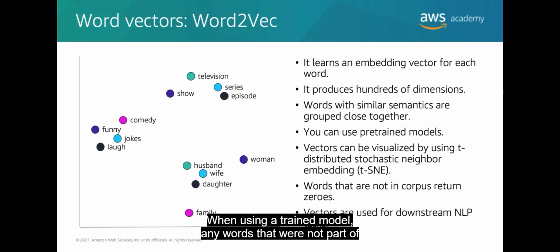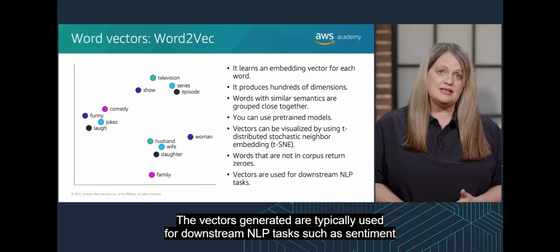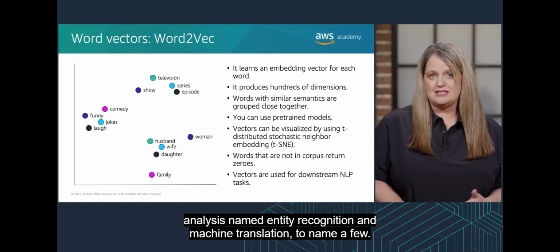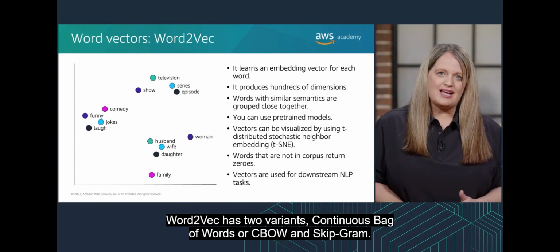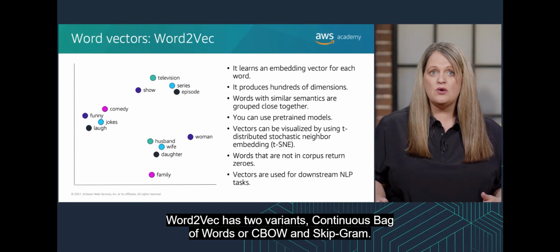When using a trained model, any words that were not part of the original corpus will return a zero matrix. The vectors generated are typically used for downstream NLP tasks such as sentiment analysis, named entity recognition, and machine translation, to name a few. Word2Vec has two variants: continuous bag of words, or CBOW, and skipgram.